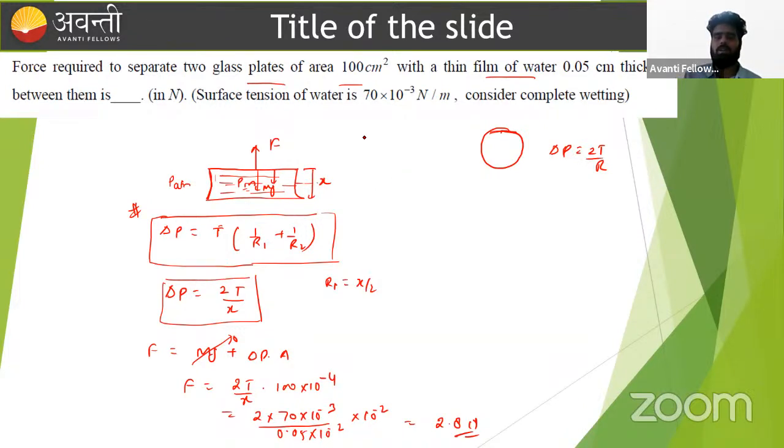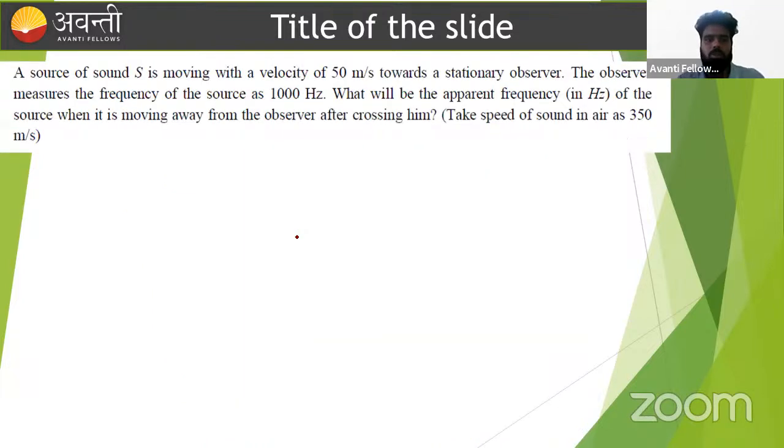But suppose the shape is cylindrical instead of spherical. If this is cylindrical, then we have to consider only T by R here, because one radius of curvature will become infinite. Let's move to the next question.